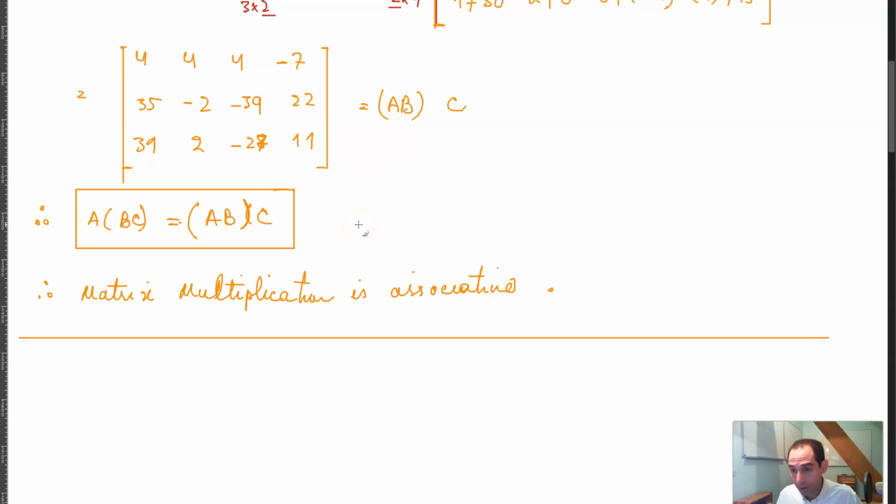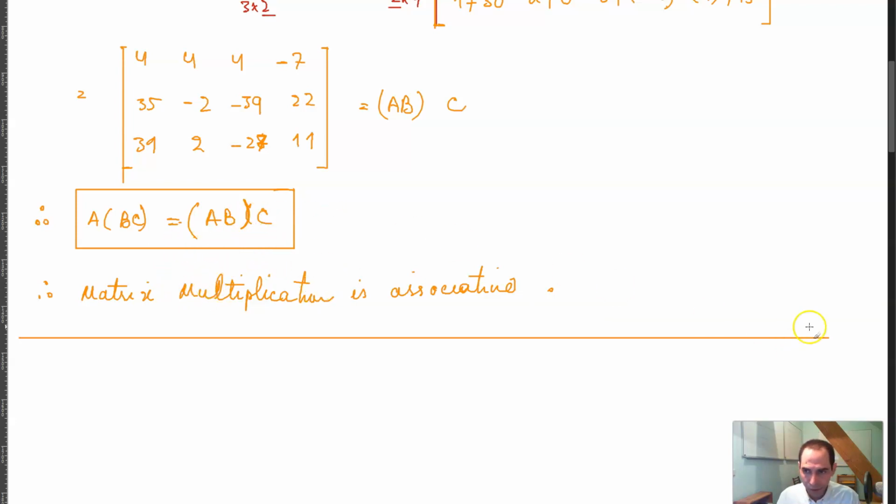Okay, so now let's do example number 17, which is about the distributive law, meaning that in matrix multiplication, multiplication distributes over addition. I would characterize this as multiplication distributes over addition. I would say it this way.